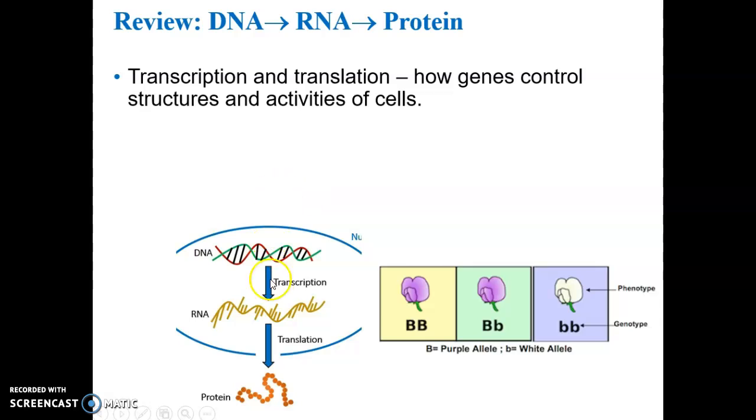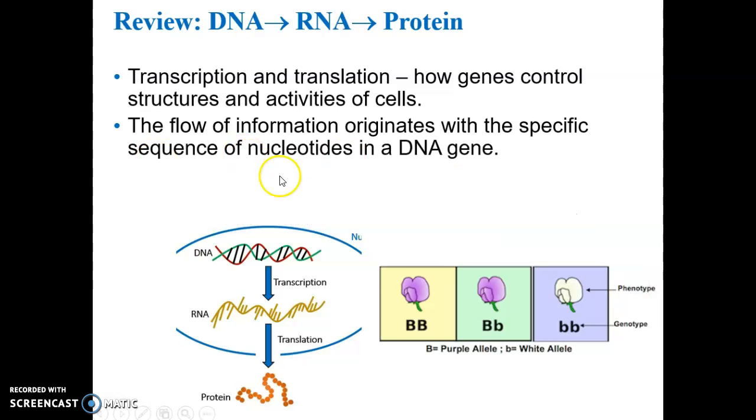So transcription and translation are how the genes, alleles, control the structures and activity of the cells, right? How the genotype becomes the physical phenotype. So this flow of information originates with the specific sequence of nucleotides in a gene or allele, right?